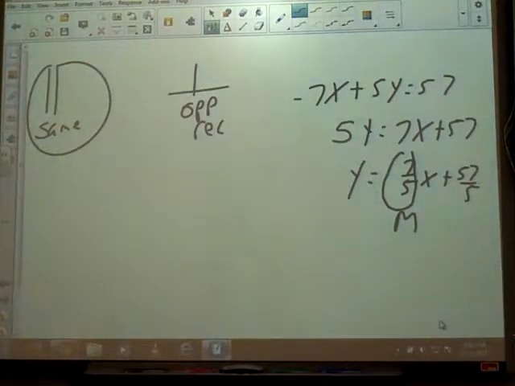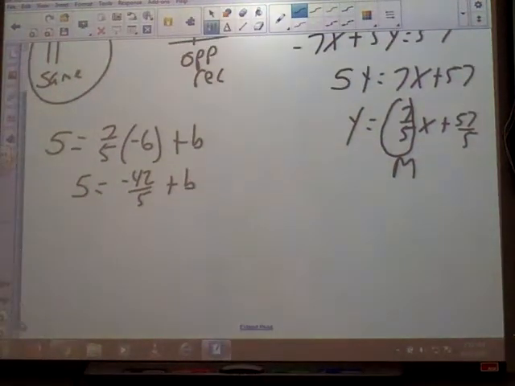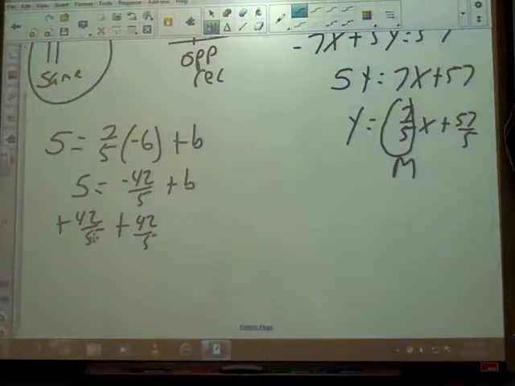But what if there's more than one that has the right slope? What would I do to keep going? Get that b. I'd have to use the point they gave me and plug it in to find b. So 5 equals m, which is 7 fifths, times x, which is negative 6, plus b. 7 fifths times negative 6 is negative 42 fifths. So to solve for b, I would add 42 fifths to both sides. That seems like a lot to add, but 5 is the same as 25 fifths. So 25 plus 42 is 67. My b is 67 fifths. Is that what the choice has? Yep, choice B has 7/5 x plus 67/5. B is in Boomland.